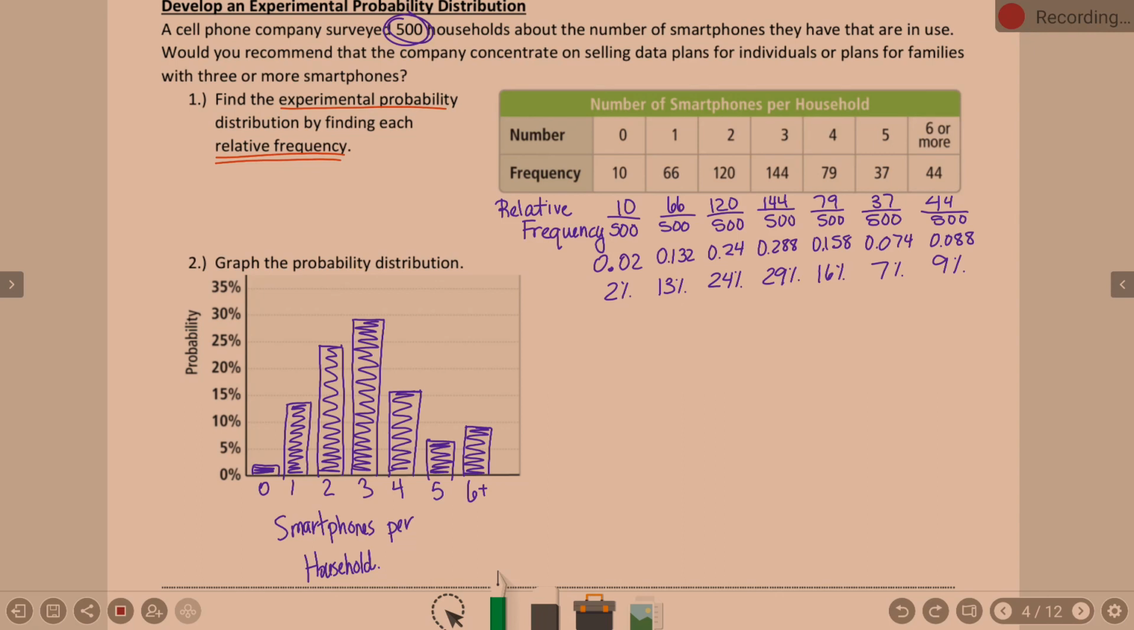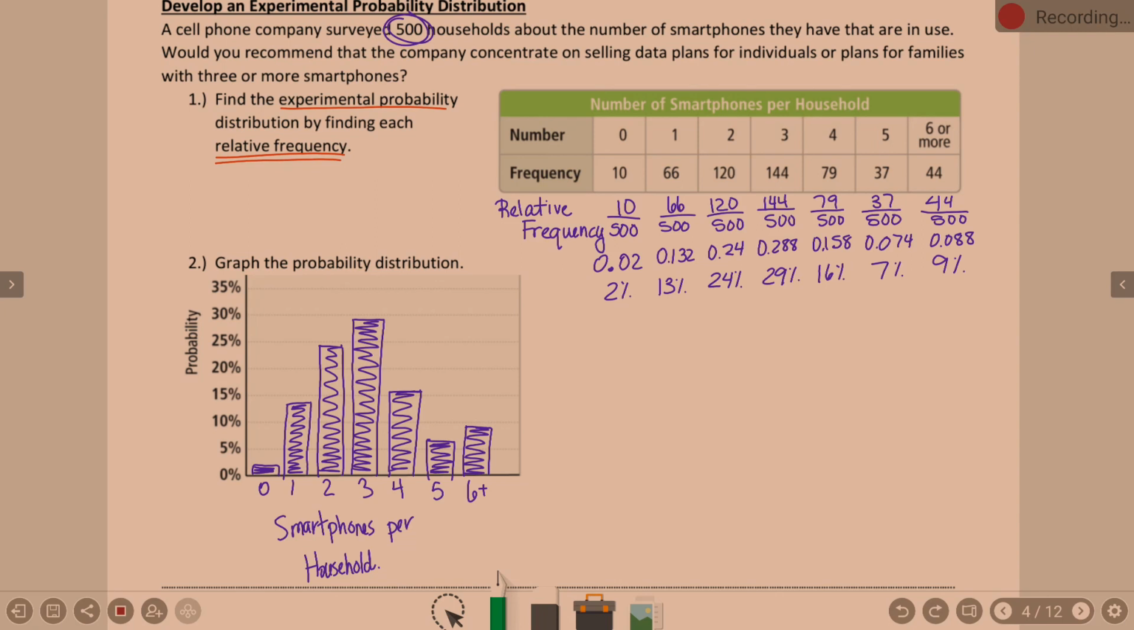Would you recommend that the company concentrate on selling data plans for individuals or plans for families with 3 or more smartphones? How can we figure this out? See which has the bigger proportion, the ratio. See which has the bigger amount. In other words, it's 3 or more, right? Families with 3 or more. What would the others be?